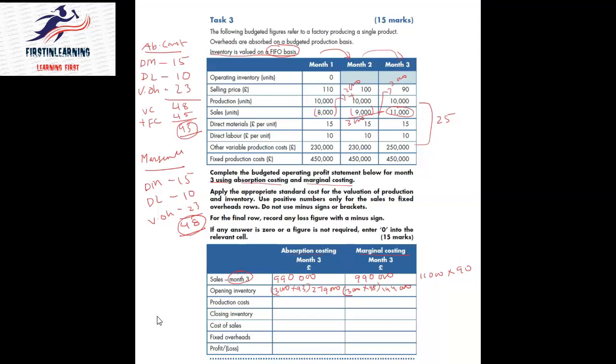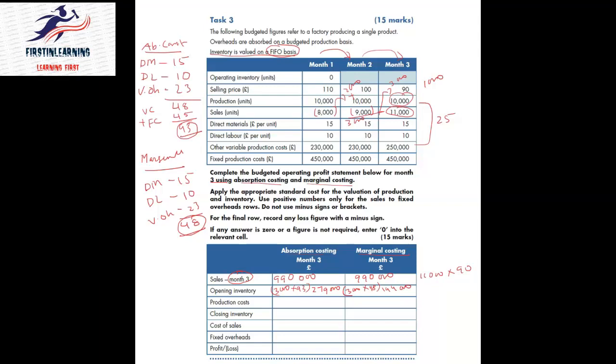Alright, the next question is asking for the production cost for month 3. So we need to see how many units we have made in month 3. We have made 10,000 units, and the production cost is the total cost for the absorption and for the marginal.